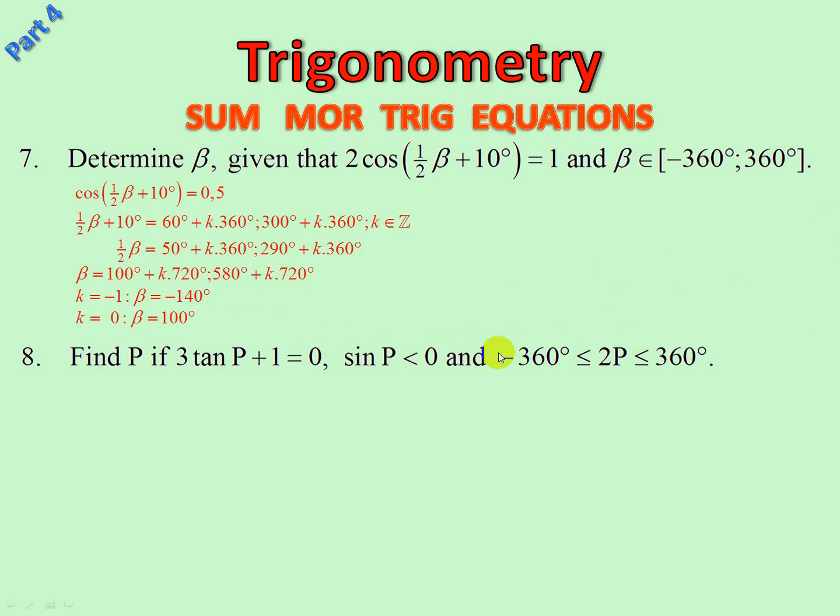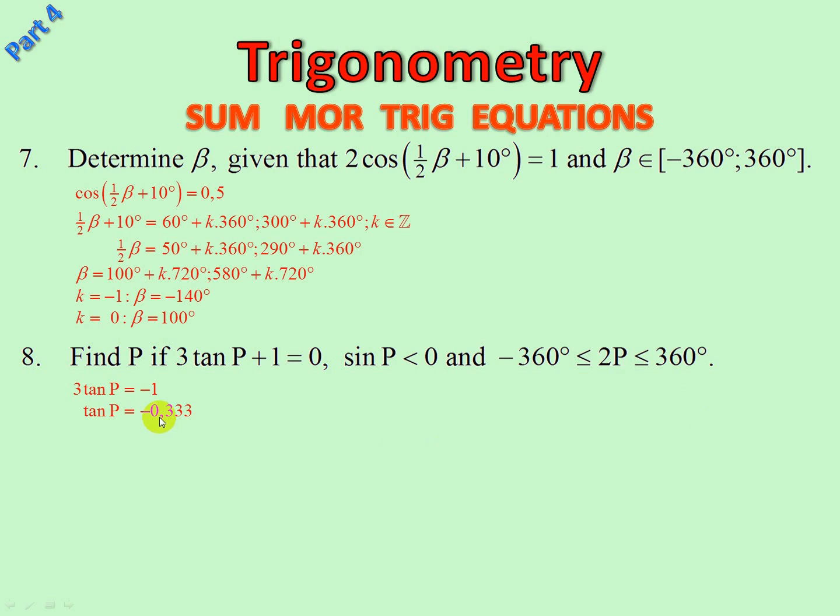Let's have a look at the next one. 3 tan p plus 1 equals 0, sin p less than 0, and 2p is between negative 360 and 360. Oh, they're really trying to fool us here. This means p is between negative 180 and 180. Keep that in mind. Solve for tan of p first. Right, there we are. 3 tan p equals, tan of p equals that.